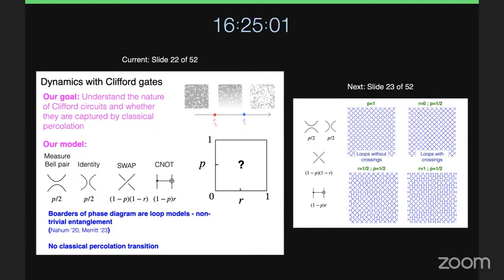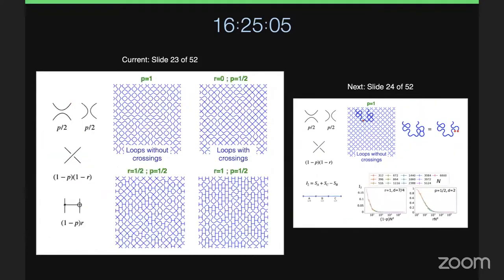Okay, so it's always connected if you think about it in this minimum count picture. Just to orient you, these are the kind of configurations you might get. On the boundaries of p equal to 1, you get fully packed loops without crossings. When you take r equal to 0 but p to be finite, you get a finite density of swaps, so you're going to get fully packed loops with crossings.